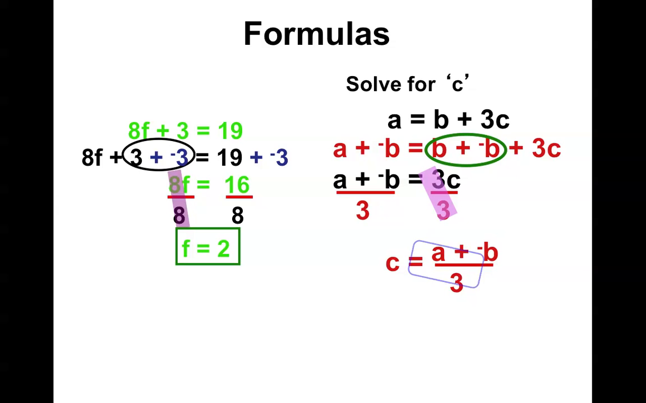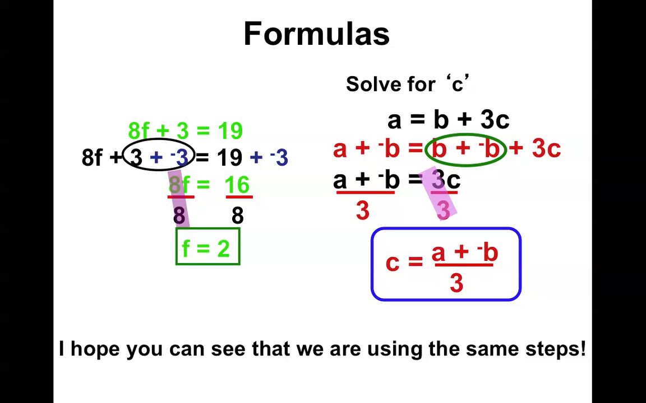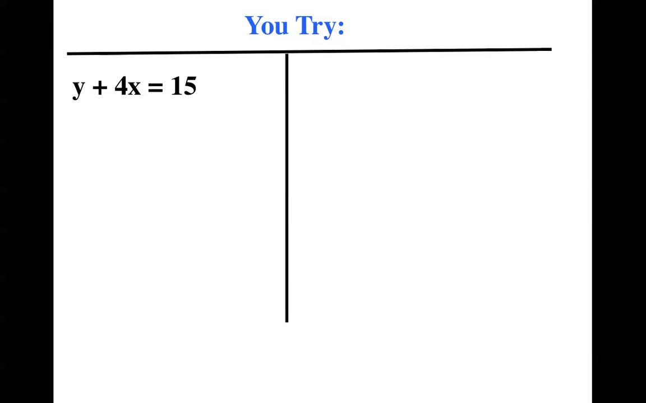Hopefully you can notice that we're using the exact same steps that we've been using all chapter long. Only, we're picking which variable we want to get isolated. Let me show you. What if I gave you this problem and I told you to isolate y? How would you get the y by itself?